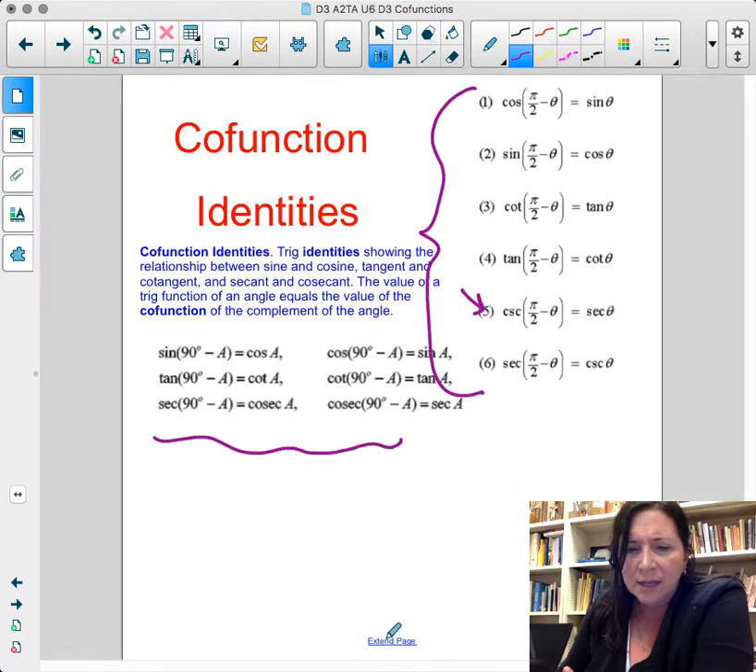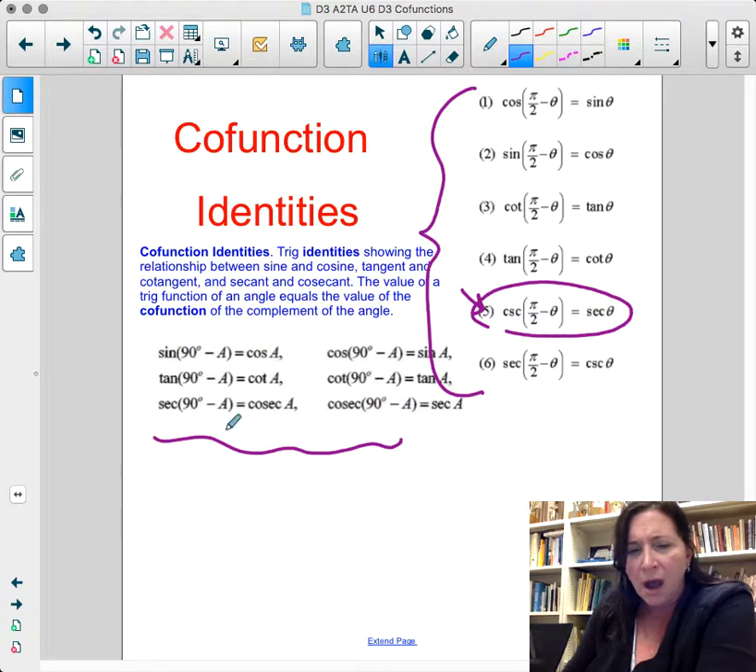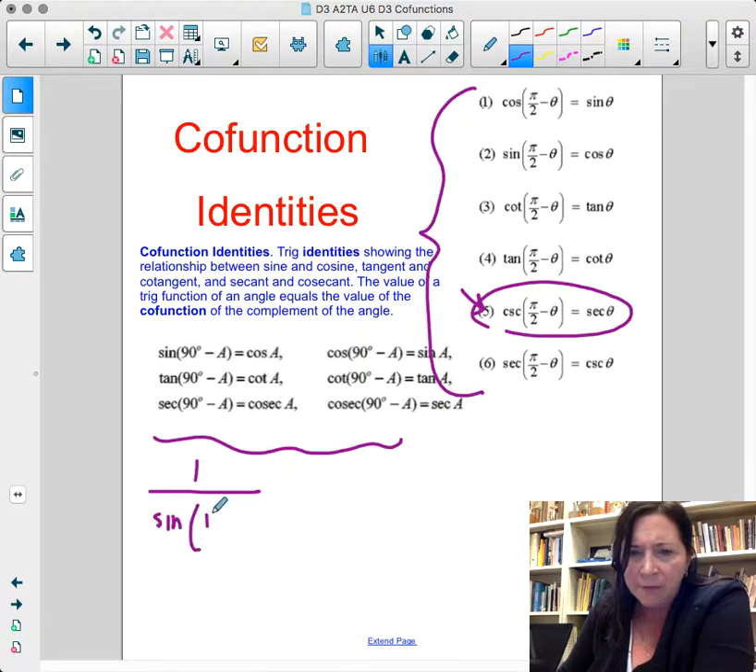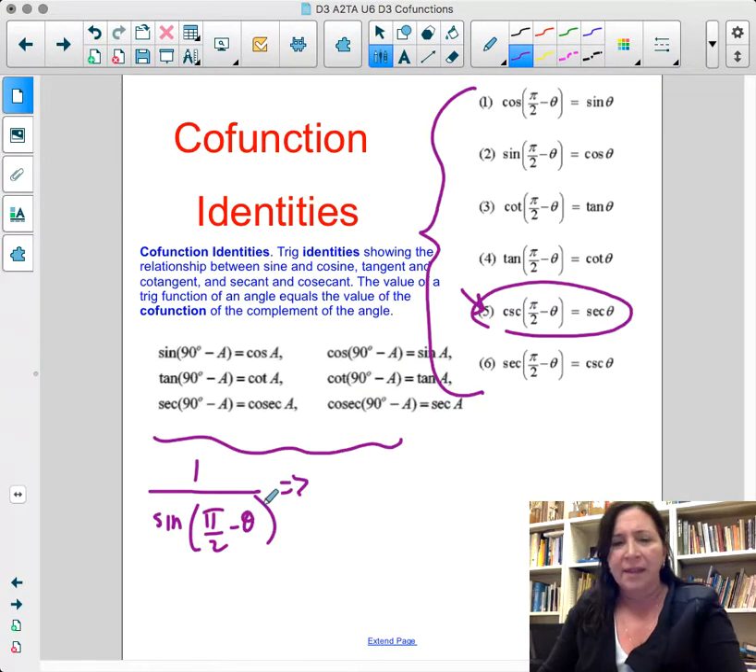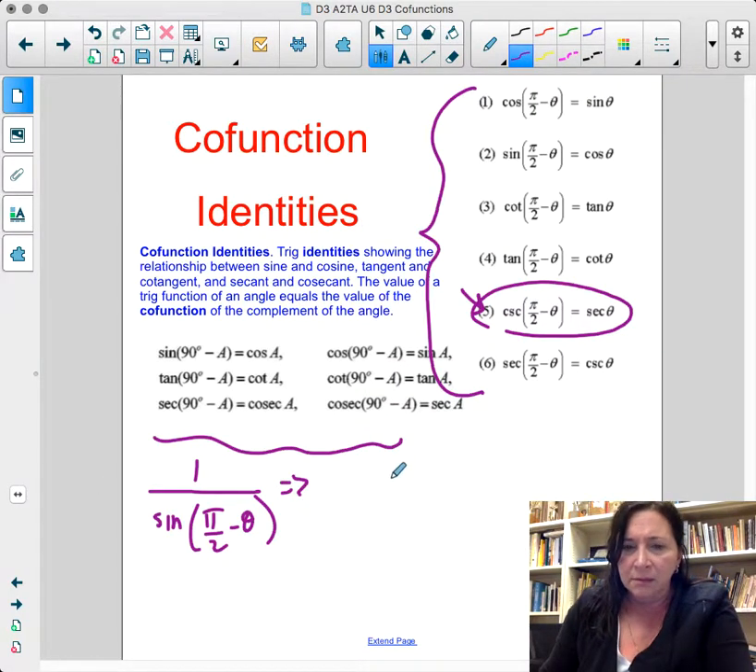So really, for this one right here, to prove that one, I would prove it like this. I would say, well, that's 1 over sine of pi over 2 minus theta. And I would do the entire proof like this. Well, let's just do it. What else do we got to do?